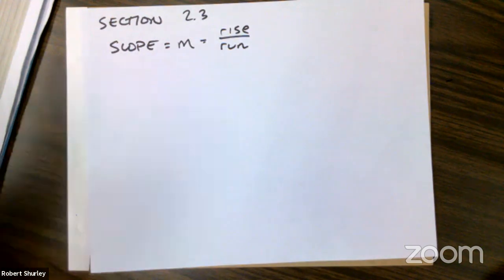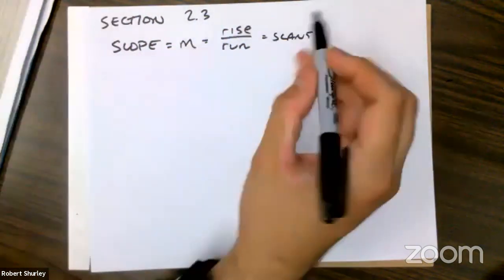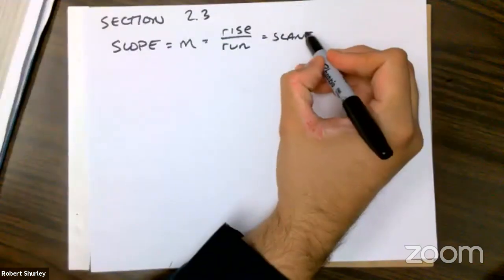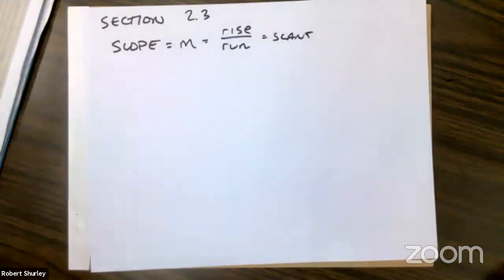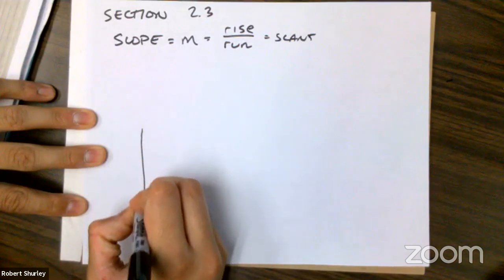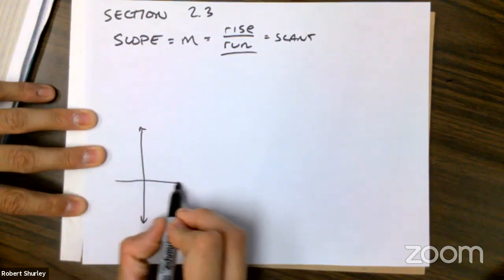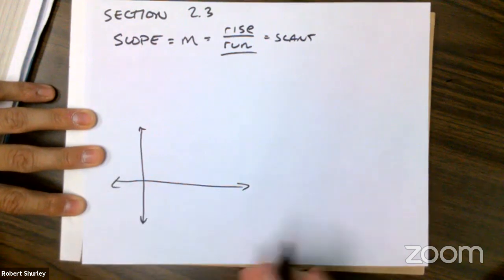Rise over run. What slope really does is give a numerical output for the slant of a line. Slant is another way to think of it. It's just a numerical way to show how great it is, or how small it is, or how negative it is. So let's look at a basic example, using this rise over run concept to find slope.